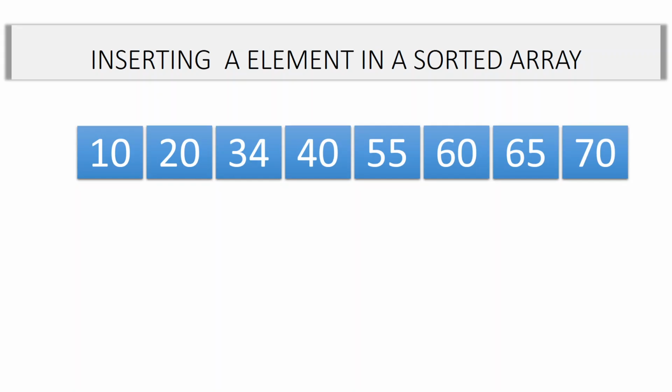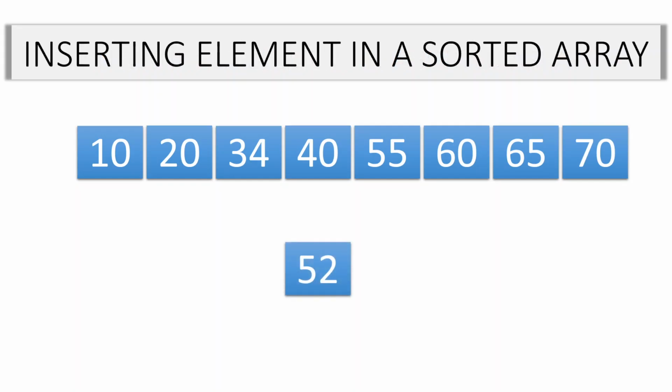The number has to be inserted in such a fashion that this particular list is always in sorted order. The order should not change. I mean, it should always be in ascending order. So if it is in ascending order, it will remain in ascending order. Okay, so how are we going to do that?